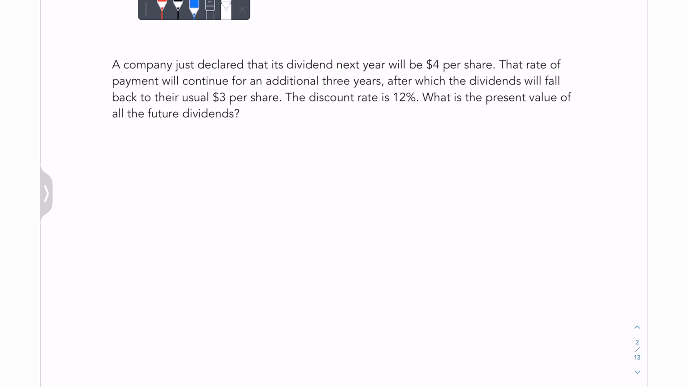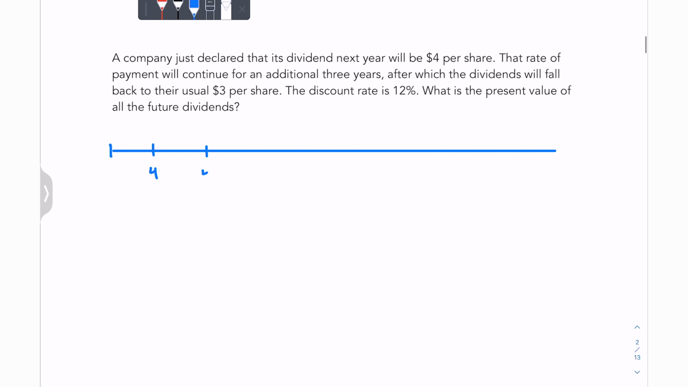Company just declared that its dividends next year will be $4 per share and that payment will continue for an additional 3 years, after which the dividends will fall back to their $3 per share. The discount rate is 12%. So on a timeline, that would look like this. 4, 4, 4, 4. So $4 in 1 year and then for an additional 3 years. And then it's going to drop to 3, 3 indefinitely.